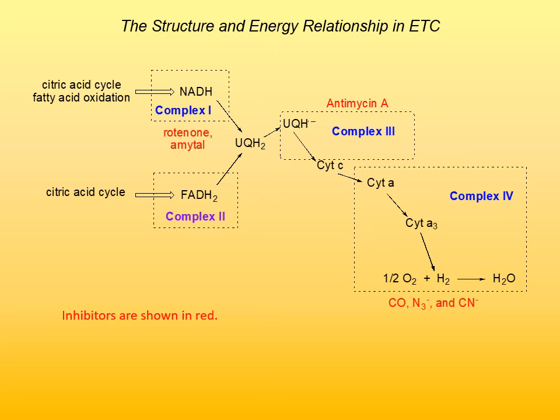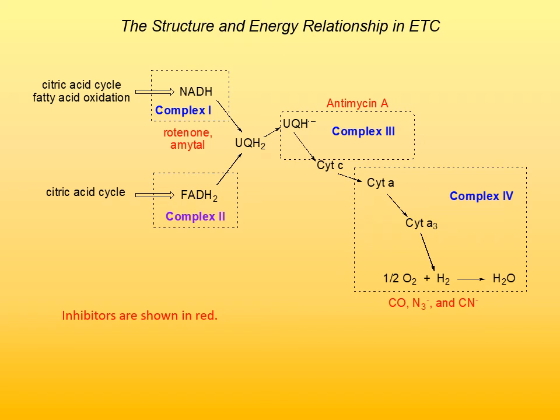So in each step, the electron gives up part of its energy rather than giving it all at once. So that way the process is controlled. And the process actually occurs in 3 steps, from complex 1 to 3 to 4, or from complex 2 to 3 to 4. Commonly, the 3 steps that occur within complexes 1, 3, and 4, and somewhat confusingly, they are referred to as sites 1, 2, and 3.